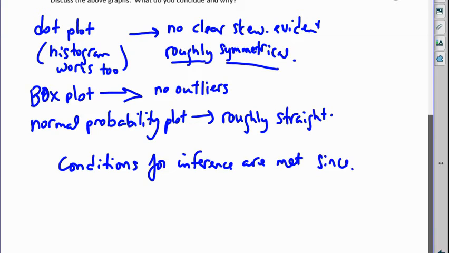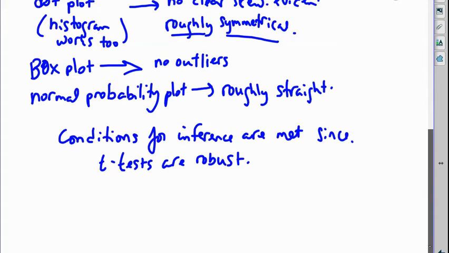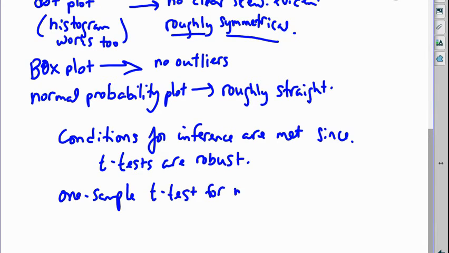Since t-tests are robust, and so that's basically, we can do a one sample t-test for means.